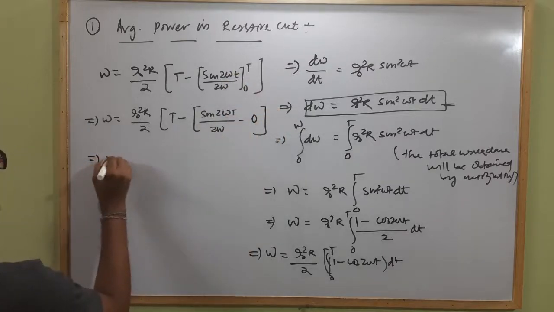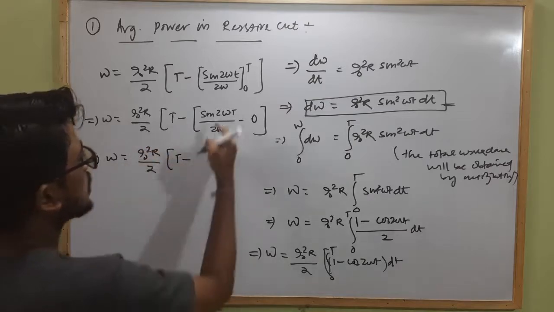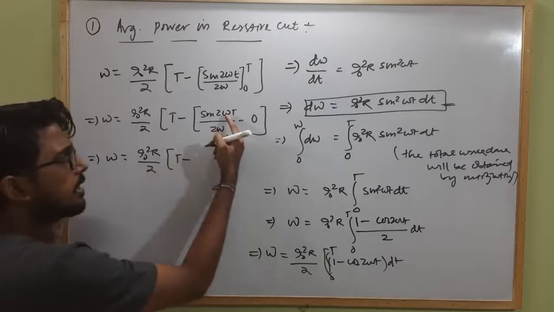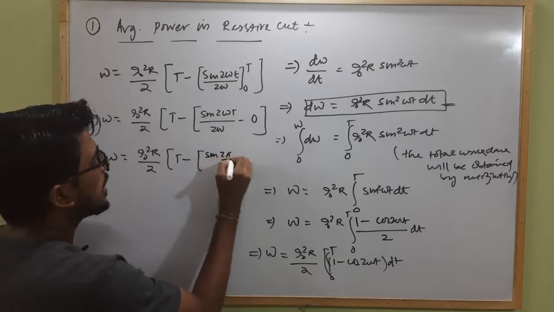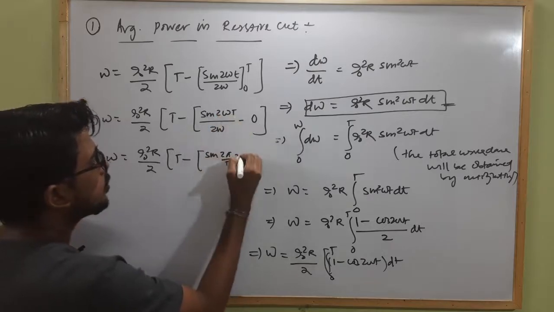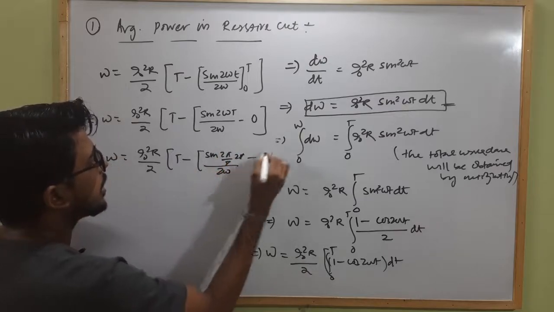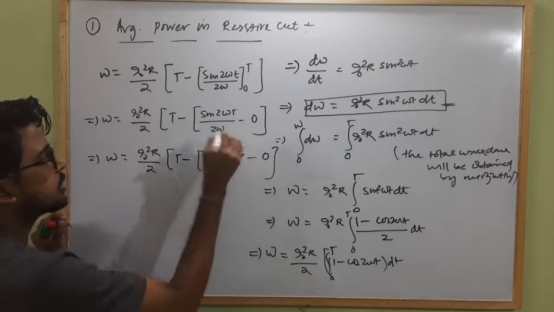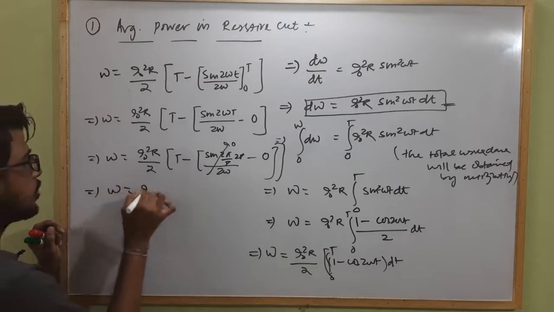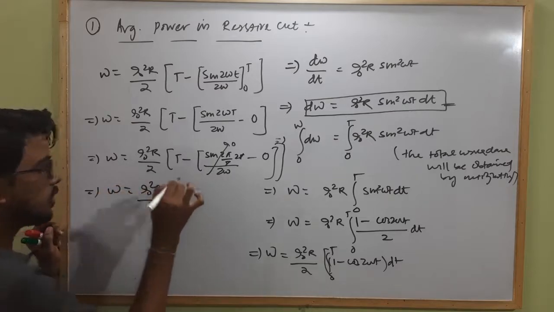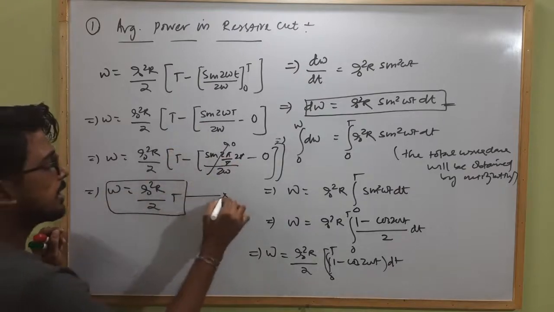So total work done will be equal to I naught square R by 2 into T minus sin 2 omega T over 2 omega. Omega can be replaced by 2 pi by T. So it will be sin of 2 pi by T into 2T. T will cancel, it will be sin 4 pi, which is also 0. So the complete second term becomes 0. So the total work done W will be equal to I naught square R divided by 2 into T. Clear? This is the total amount of work done in a complete cycle.